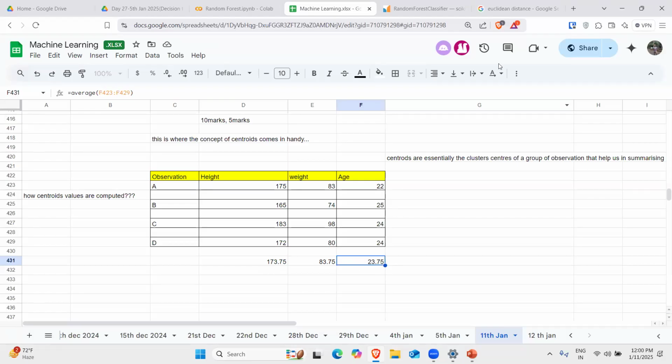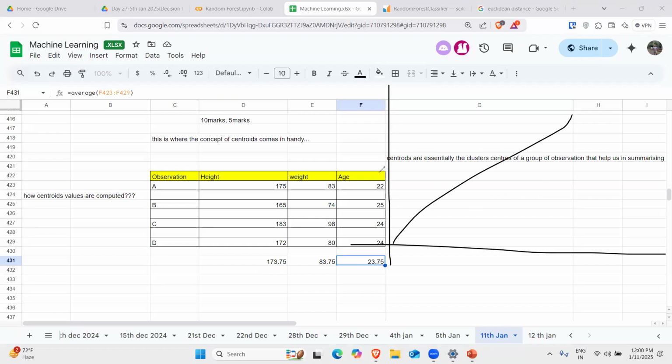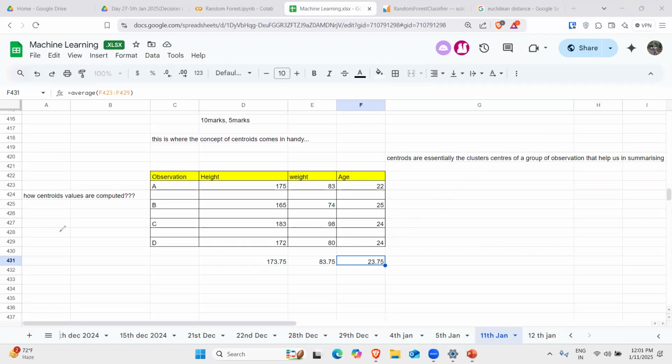You can plot this. So three dimensions will be there: height, age, and weight, and you'll try to find the centroid. So that's what we have for the centroid concept. Again, in the next session, that is tomorrow, we are going to discuss this. Don't worry about that, right?